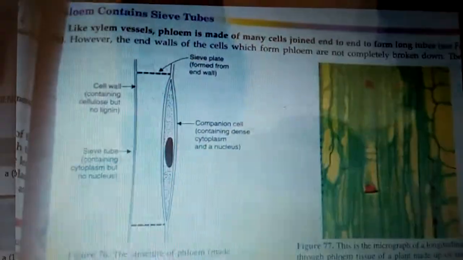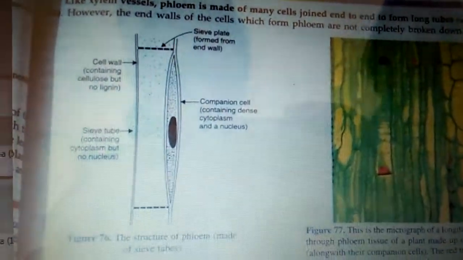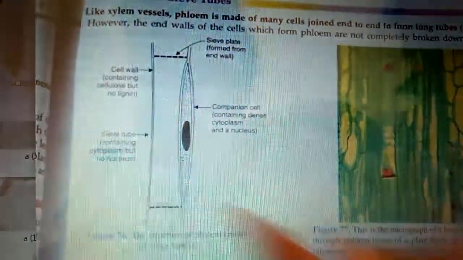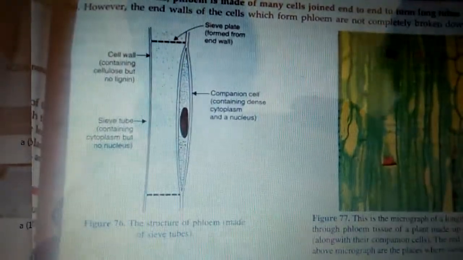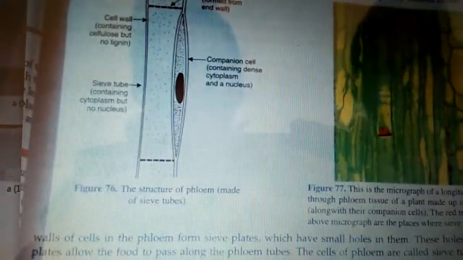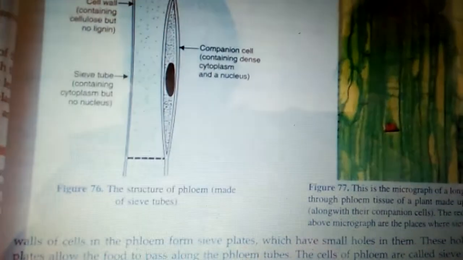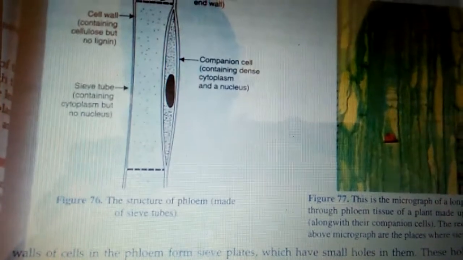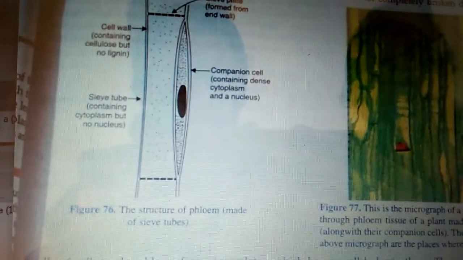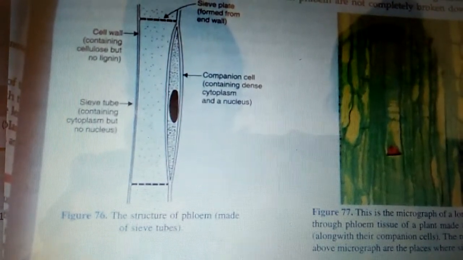Now if we study these sieve tubes, the lower portion of the sieve tube is called the sieve plate, and sieve plates have holes. They are not open ended, they have holes to pass the food material. Like in the xylem vessel, the ends are open, but in the sieve tubes the ends are closed, with small pores to pass the food material. That area is called the sieve plate. So with the help of these sieve tubes and companion cells, transportation of the food material in both directions takes place in the plant.